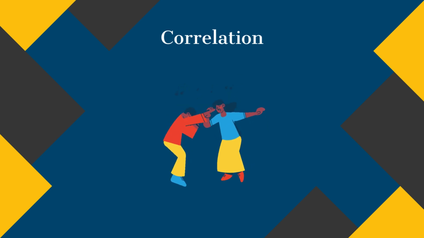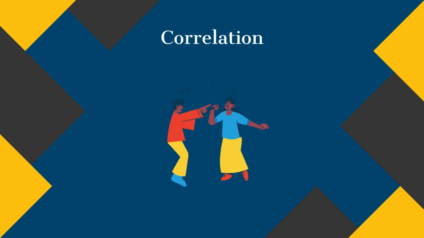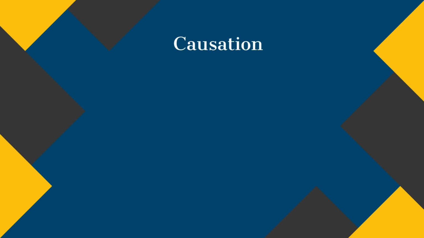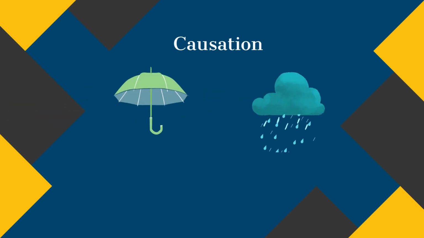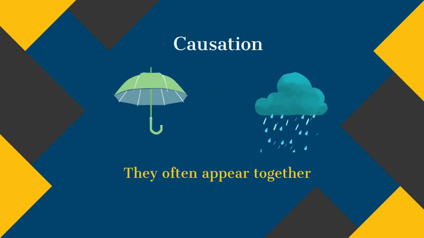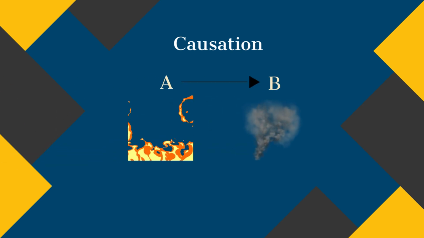Think of it like a dance. Partners move together, but one is not necessarily making the other move. Causation, on the other hand, is a much stronger claim. It means that a change in one variable directly leads to a change in another variable. It is the difference between saying they often appear together and A makes B happen.